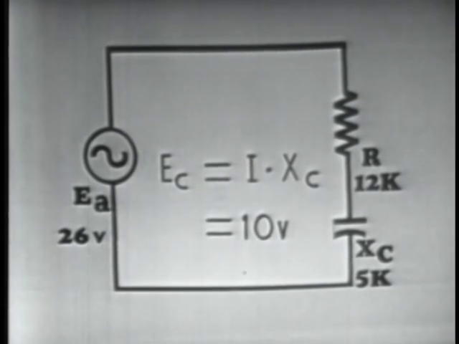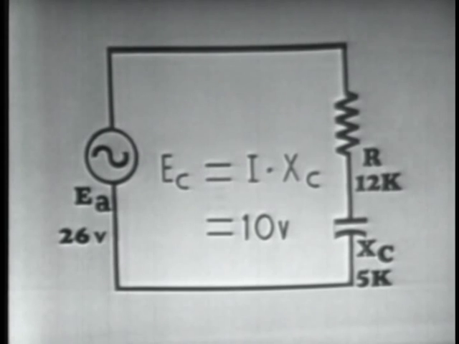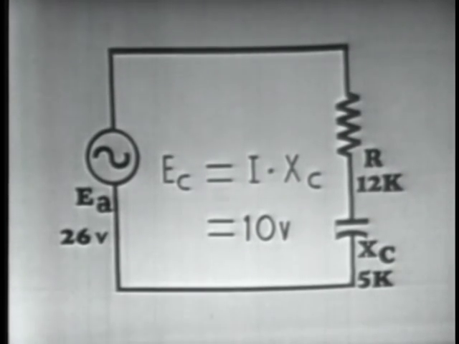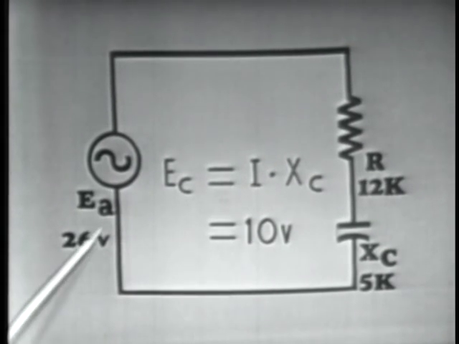And to graphically illustrate this, we should draw a voltage vector of this circuit, and we'll begin by drawing EA, which is 26 volts at 0 degrees.